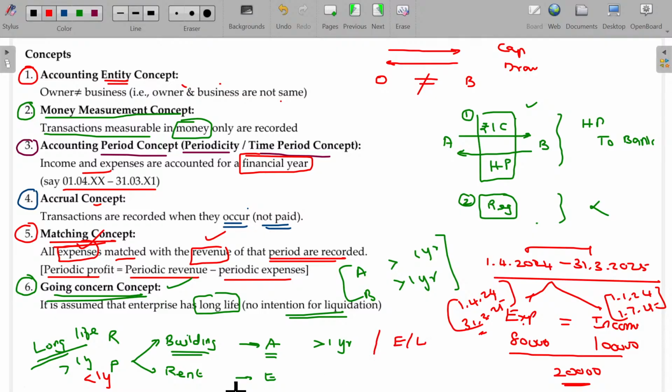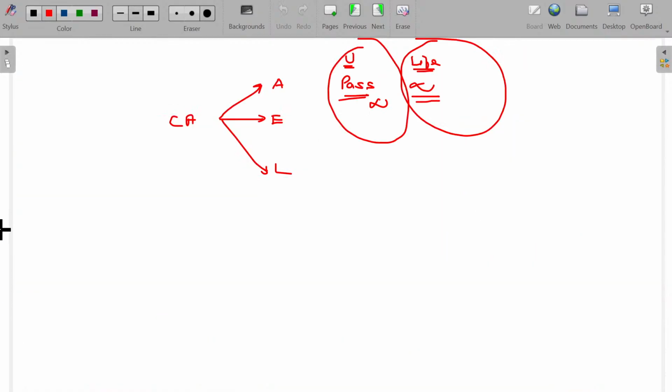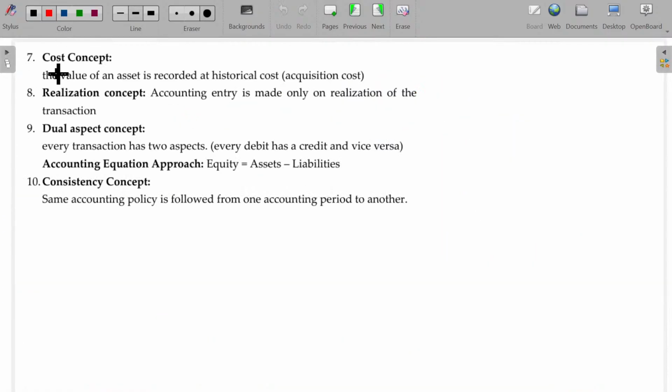Is that clear? To decide whether the payment is an asset or expense, you have to consider the going concern concept. Two aspects: going concern, the business will have long life; and the payment gives you benefit for more than 1 year. If these conditions are satisfied, then automatically it is considered as an asset. That is the going concern concept. Now, cost concept.